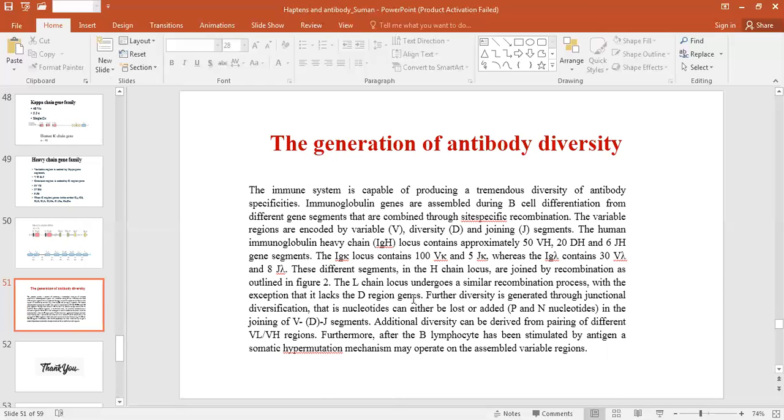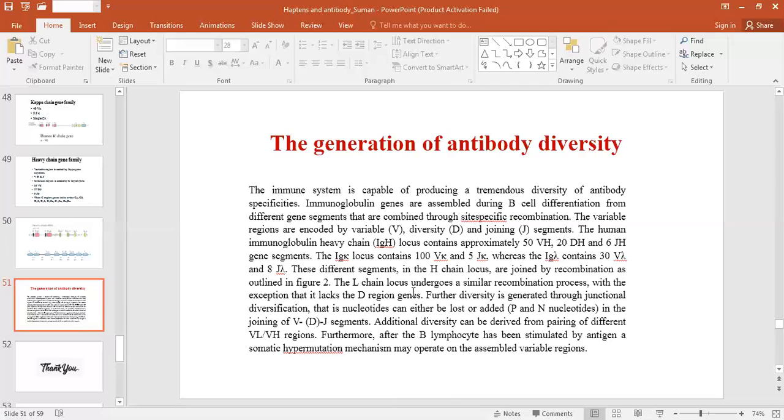So these different segments in the H chain locus are joined by recombination as outlined in the figure mentioned there. And the L chain locus undergoes a similar recombination process, with the exception that it lacks the D region genes. Further diversity is generated through junctional diversification. That is, nucleotides can either be lost or added. The nucleotides are P and N nucleotides in the joining of VDJ segments in the case of the heavy chain. So additional diversity can be derived from pairing of the VL and VH regions.